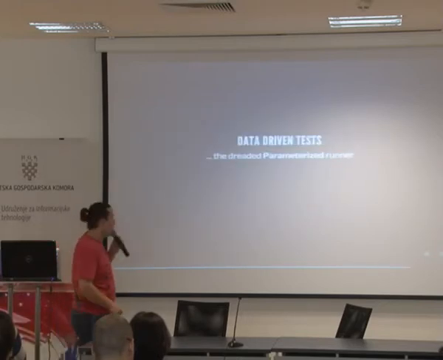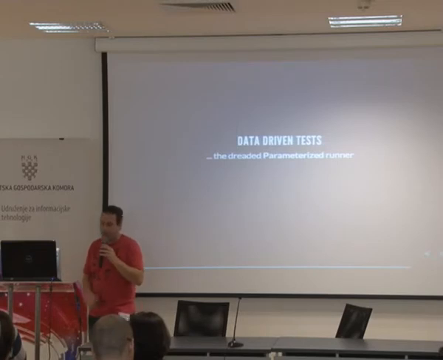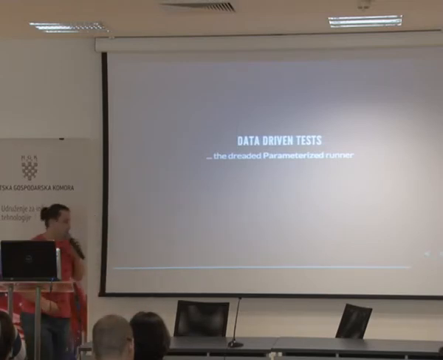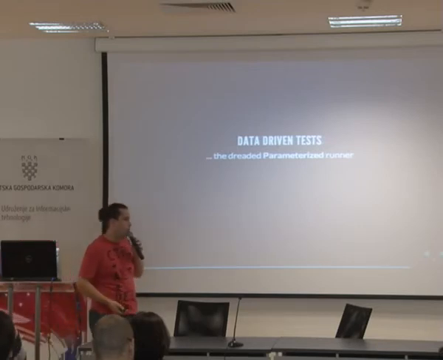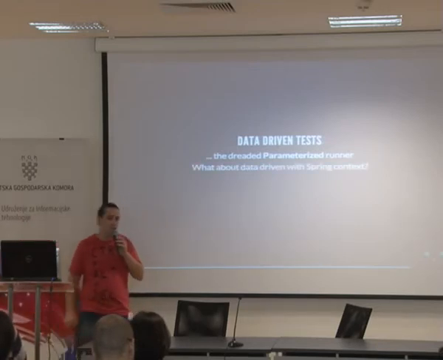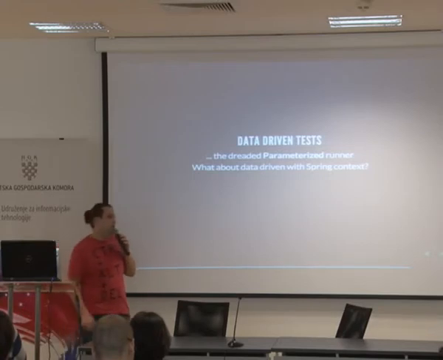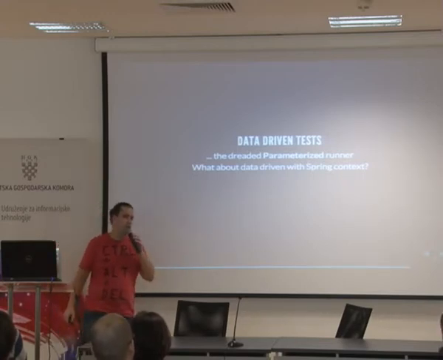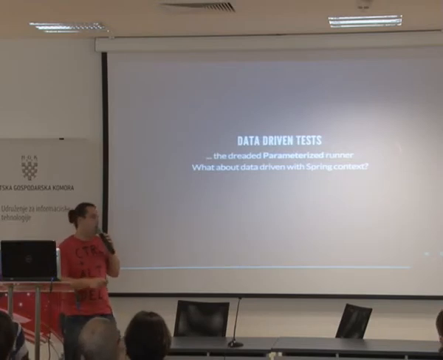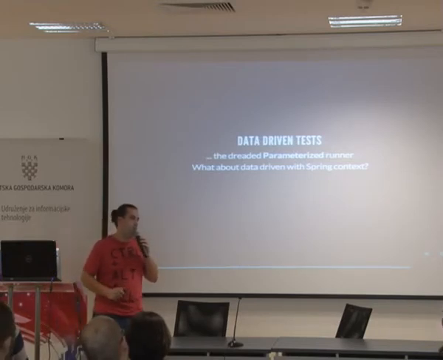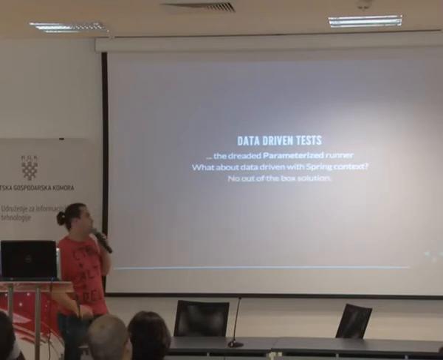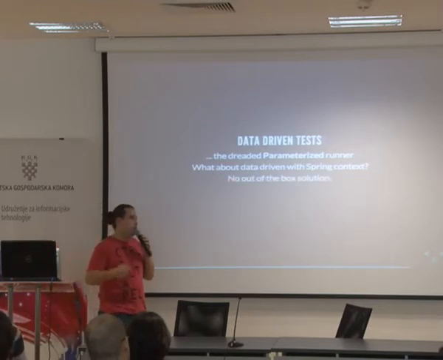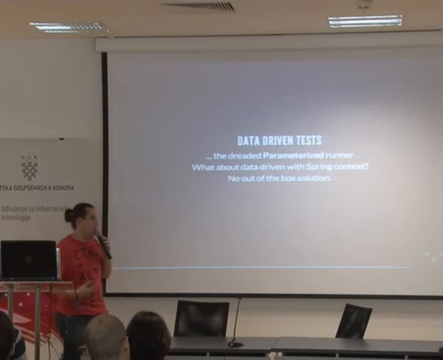And now, the star of this presentation, I would say, the data-driven tests. If you've written Java unit tests and Java data-driven tests with JUnit 4, we all know the parameterized JUnit runner. But what if you want to write a data-driven test with a parameterized JUnit runner, and we want to load the Spring context? Or we want to load Mockito to automatically mock stuff for us. There is no out-of-the-box solution for that. There is no parameterized JUnit 4 Spring runner.